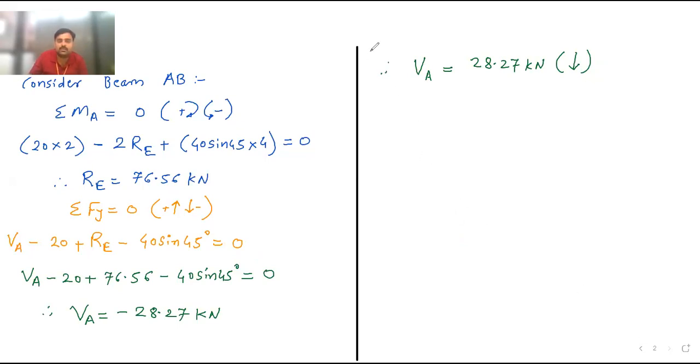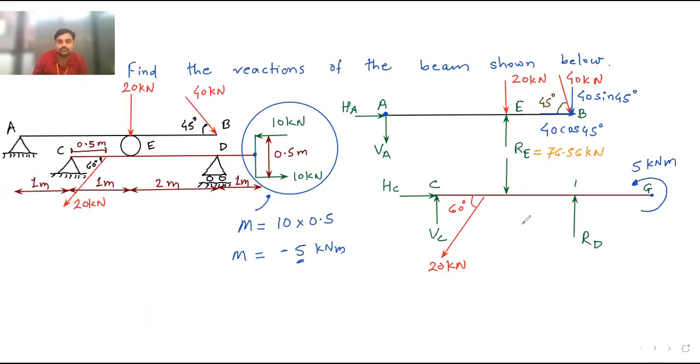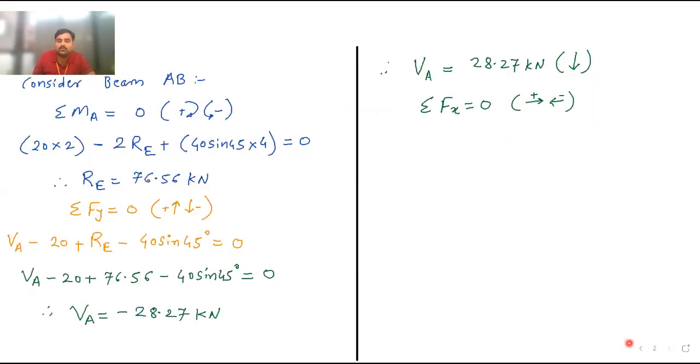Now apply summation Fy equal to 0. Sorry, Fx equal to 0. Fy is already done, so apply summation Fx equal to 0. Towards right plus, towards left minus. Here HA is moving towards right, so it is plus. Then this 40 cos 45 is also moving towards right, so it is also plus. Only two forces are there. So HA plus 40 cos 45 is equal to 0. Therefore, HA is equal to minus 28.28.